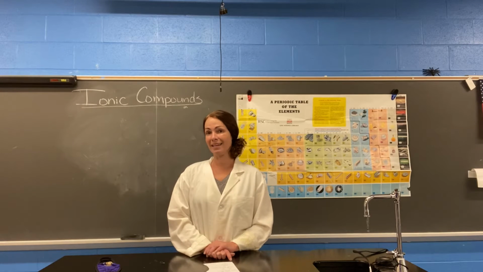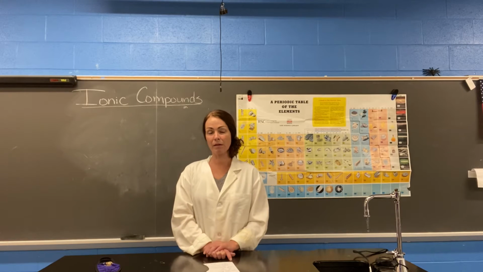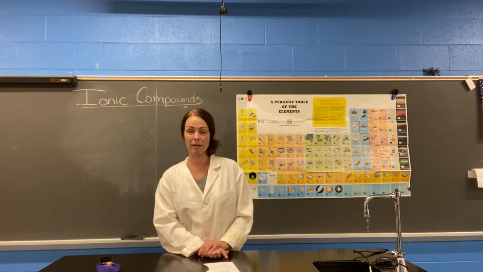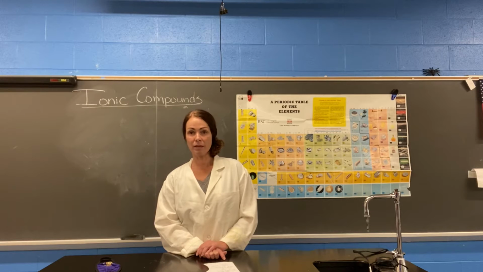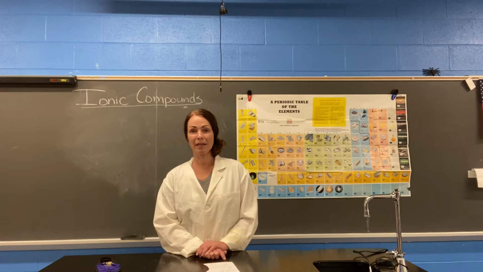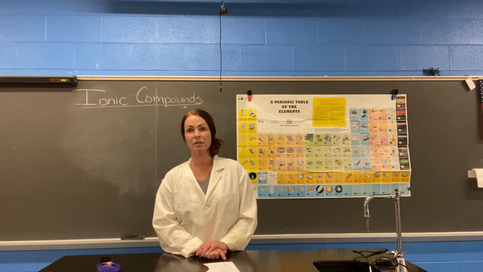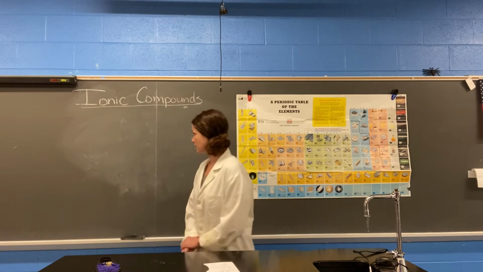An ion is an atom or a group of atoms that becomes charged, and that's because they lose or gain electrons. Electrons have a negative charge, so an atom that gains an electron becomes slightly negative, and an atom that loses an electron becomes slightly positive. We're going to take a look at how that actually works.